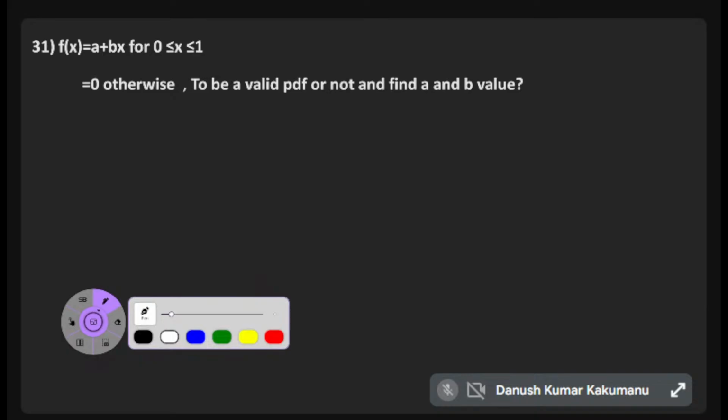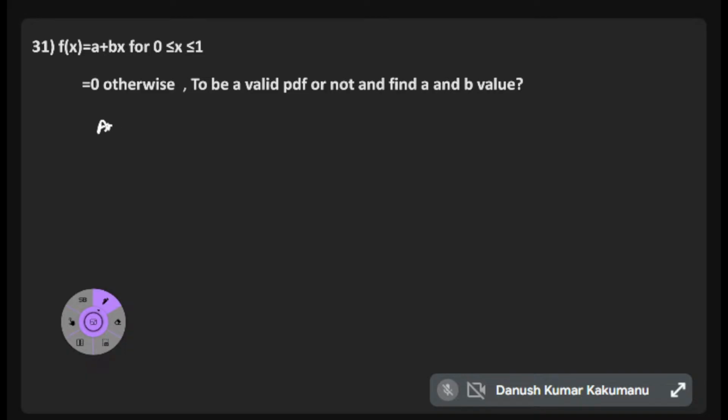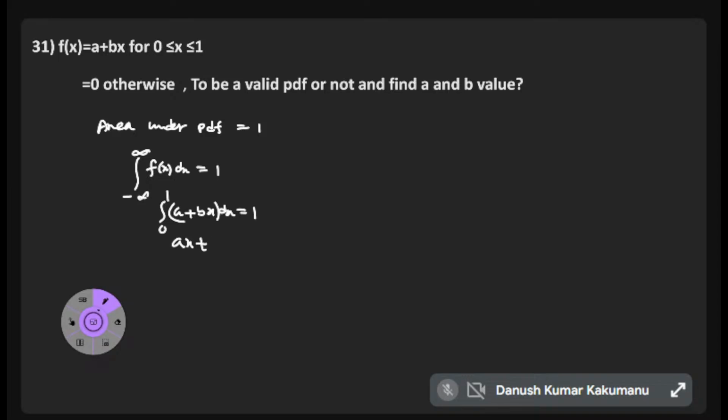Anybody got the answer? A value, B value. What is the condition to find the A value and B value? Area under the PDF is equal to 1. That means the integral from minus infinity to infinity of f(x) dx is equal to 1. What are the useful limits here? 0 to 1, (a + bx) dx is equal to 1. ax + bx²/2, limits 0 to 1, is equal to 1. So a + b/2 is equal to 1.